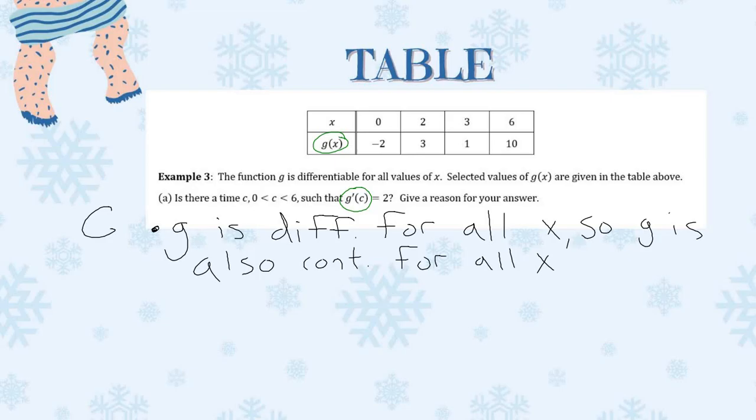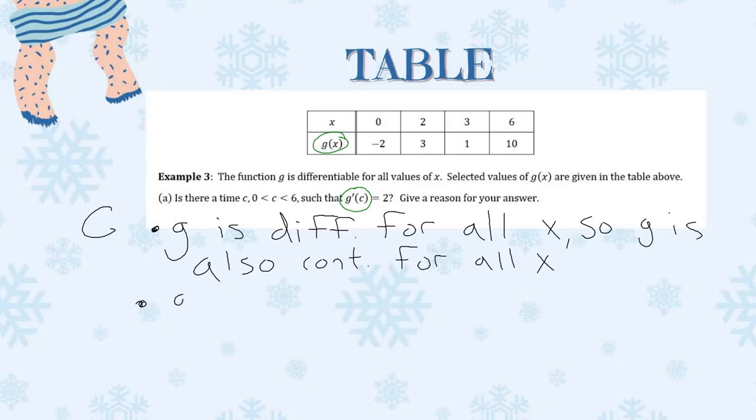Then what is it asking us about? What is it wanting us to actually prove? The derivative is 2. Now, our MVT says that my instantaneous rate of change has to equal my average rate of change. The two things we need are the derivative and the average rate of change. They give us the derivative on this one, so what do we still need to find? The average rate of change.